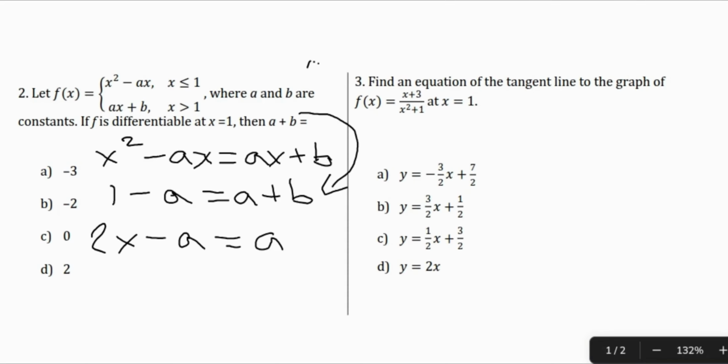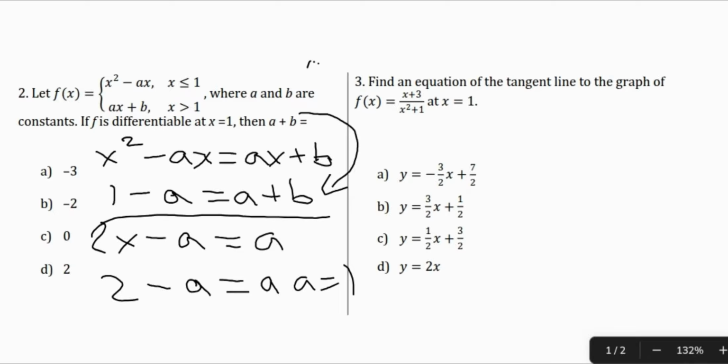So we also plug in for x equals 1. So 2 minus a is equal to a, and solving for a, a is equal to 1. So we're going to look back at this equation right here. 1 minus a is equal to a plus b. So all we need to do is plug in the a value. 1 minus 1 is equal to 0, so a plus b is equal to 0.